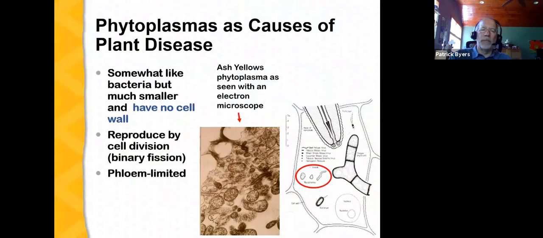Phytoplasma is another group of pathogens that can cause plant disease. They're somewhat like bacteria, but they're smaller. They have no cell walls. Like bacteria, they reproduce by cell division, and these particular bacteria are found within the phloem. When we think about the tissues in a stem, at the very center we have the xylem, then we have the vascular cambium, and then we have the phloem on the outside that's beneath the bark or the outer layer of a root or a stem or a leaf. And phytoplasmas typically are limited to the phloem layer in the stem. But again, they're quite tiny. Typically, you'll need an electron microscope to really get a good look at them.